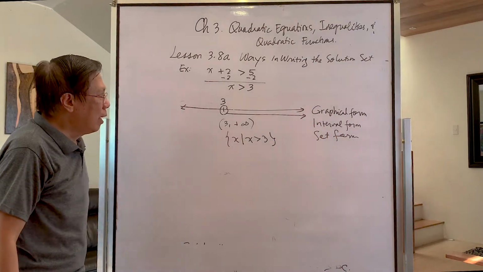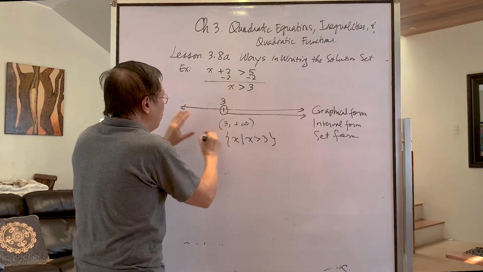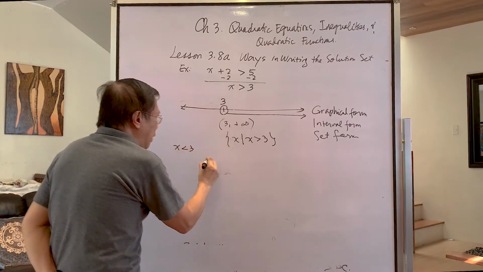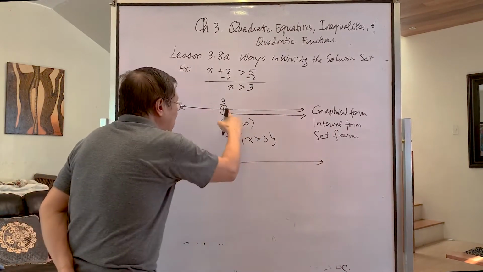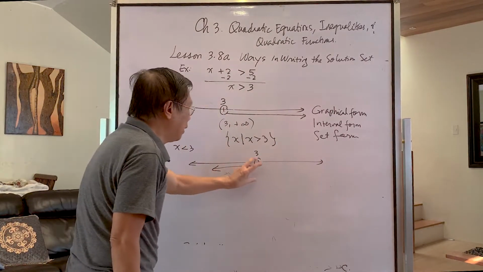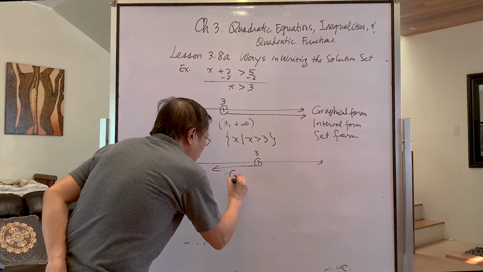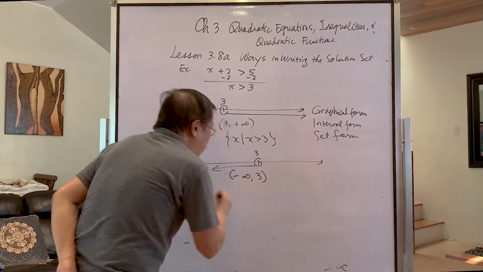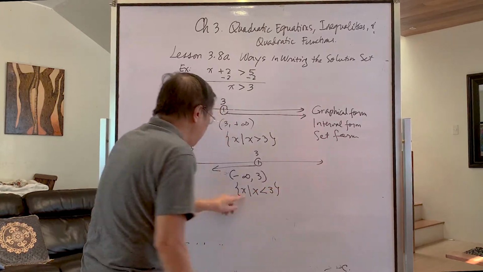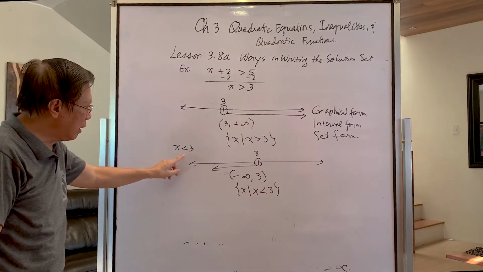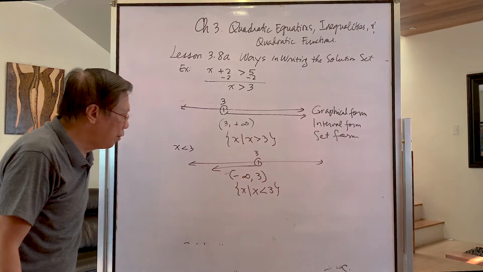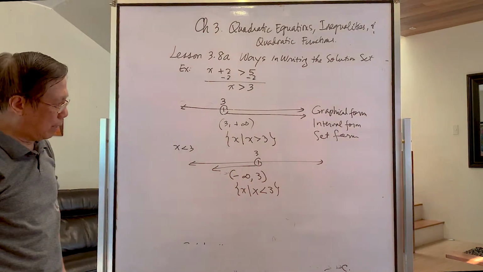Suppose I will have a solution which is going to the left. Let's say I will have here x < 3. Then the graphical form will be similar to that, except that the direction is going to the left. This one now is the graphical form, and I will now have my interval form, and I will have here {x | x < 3}, my set form. So let's take a look at that again. x < 3 will give me that direction. Then this is the interval form, and this is the more formal set form.